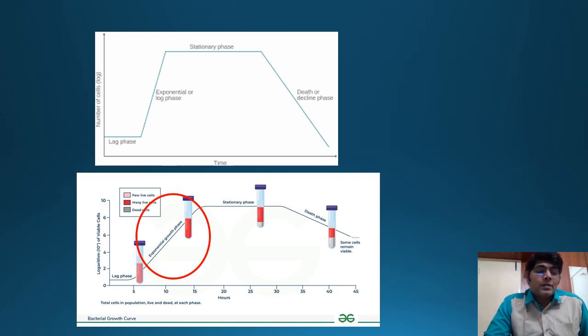And the exponential phase is actually shown here. As you can see, there is a gradual increase in the organism, particularly the live cells doubling very fast. It is indicated in the form of a curve, right? As you can see in both pictures, in the bottom picture it is circled, whereas in the top picture it is shown as such for easiness of understanding.